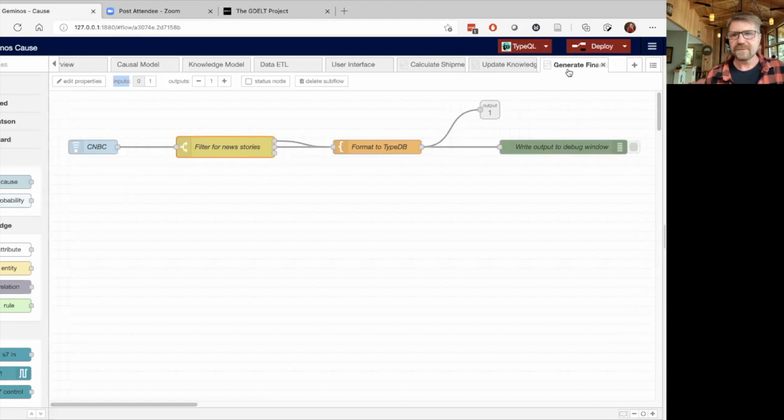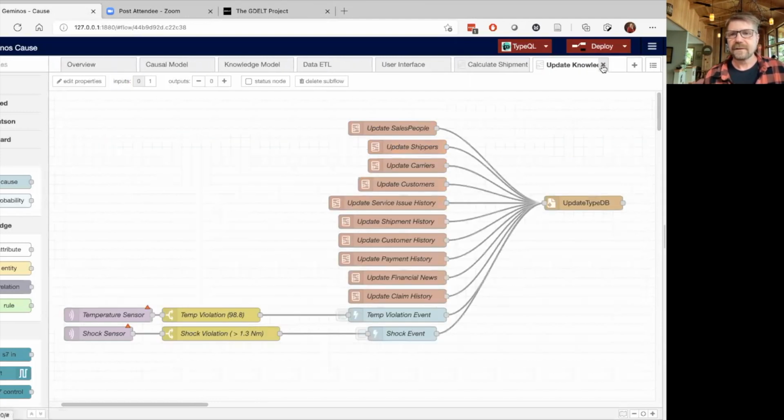Yeah, so then we're writing it out, and that's kind of how this ETL layer works.